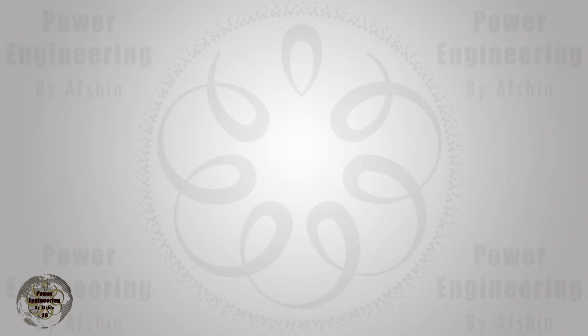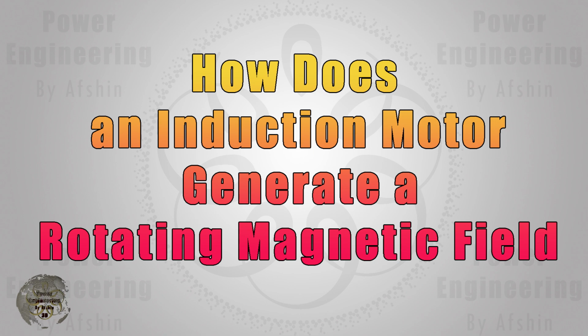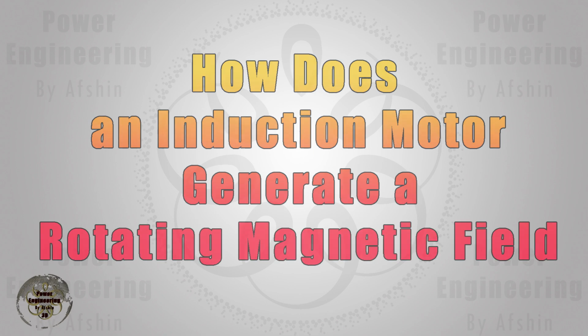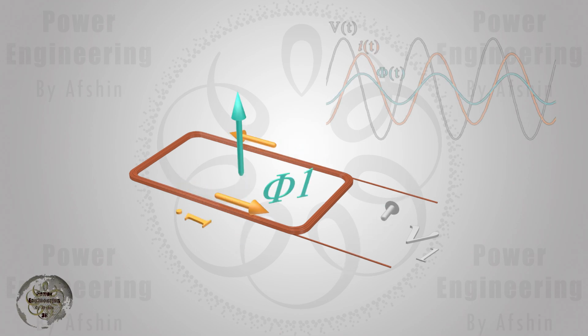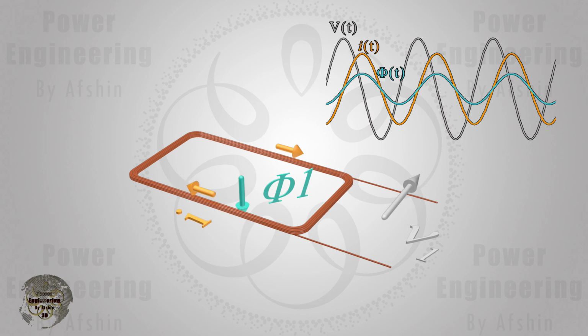This video demonstrates the process of generating a rotating magnetic field in an induction motor. Consider a coil with N turns and apply an alternating sinusoidal voltage to it. The current passing through this coil will also be sinusoidal, but it will lag the voltage by 90 degrees.